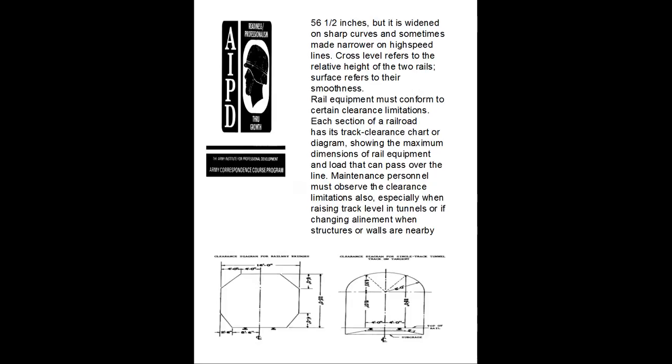The 56.5-inch gauge may be wide in a sharp curve, sometimes narrow. For higher speed, cross level refers to the relative height of the two rails. Surface refers to the smoothness of the track. Railway equipment must conform to certain clearance limitations. Each section of the railway has its track clearance chart or diagram showing the maximum dimensions of the rail equipment loading that can pass over the line. Maintenance personnel must observe clearance limitations, especially when raising the track level in tunnels or changing alignment near structure walls. See the clearance diagram of the railway bridges and the clearance diagram of a single track tunnel on tangent track.